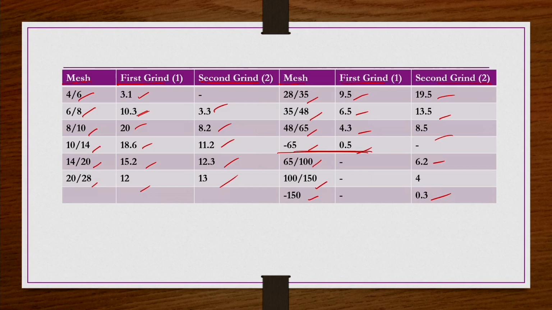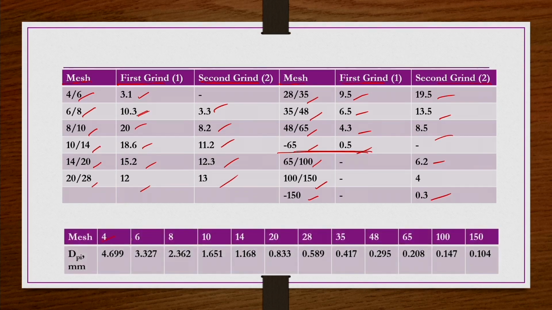You need to know the sizes of meshes 4, 6, 8, 10, 14, 20, 28, 35, 48, 65, 100, 150. Their mesh openings, Dpi in mm, are also given in the table. This is table 1, giving the differential analysis for the first and second grind. This is table 2, giving the mesh opening of all the screen increments used for differential analysis. Whatever differential analysis process we have seen previously, that data is given here.